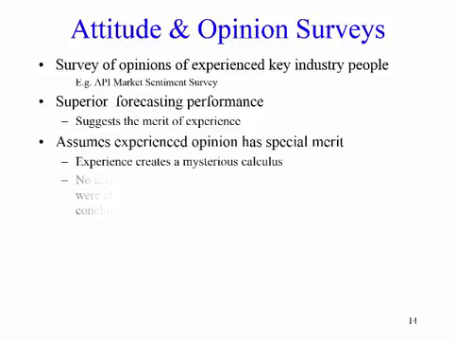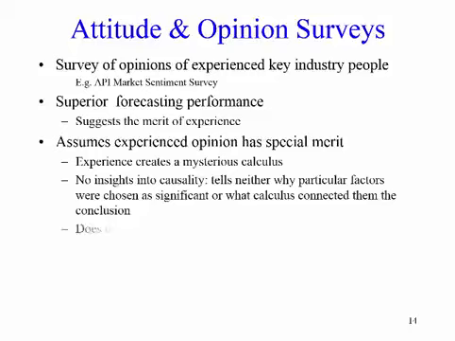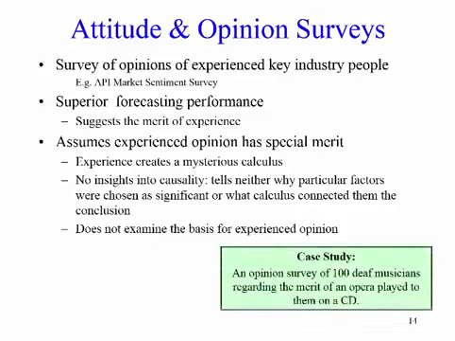We now move to attitude and opinion surveys. These consist of surveys of the opinions of experienced key industry people. For example, the API Market Sentiment Survey. It has been found that opinion surveys tend to evidence superior forecasting performance compared to all of the mathematical approaches that we've been discussing before.